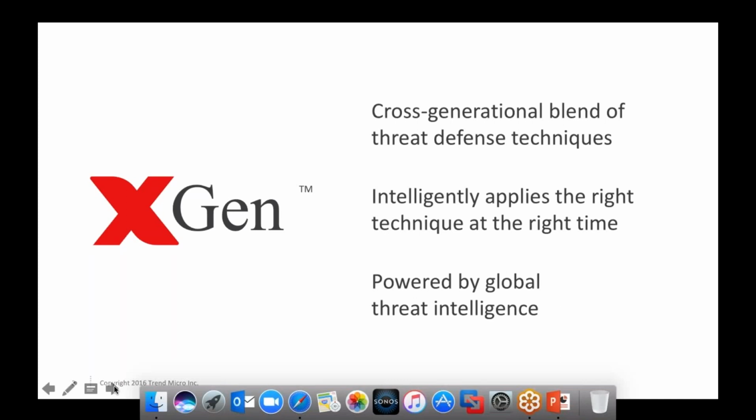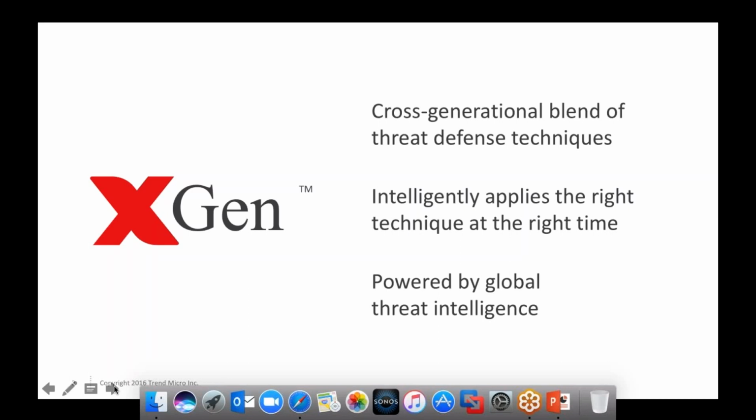So XGen is a cross-generational blend of threat defense techniques. What that means is, rather than using one feature as is what is classed as next gen, we are using that along with all of our techniques from the last 27 years that we've put together. And I'll go into a bit more detail later.